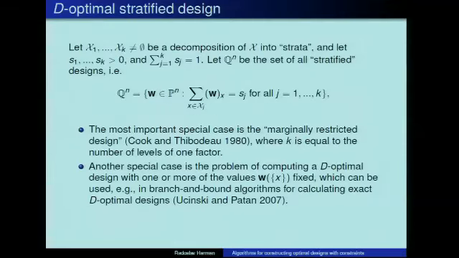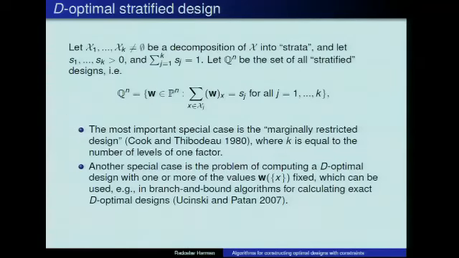A more difficult example is something that I call D-optimal stratified designs. Assume that we have a decomposition of the experimental domain X into some strata. I call them strata, X1 to Xk. So in this case, this is the design space, and we have some strata, say just two, X1 and X2. Together, they form the experimental domain X. And we also have some positive numbers, S1 up to Sk, summing up to 1.